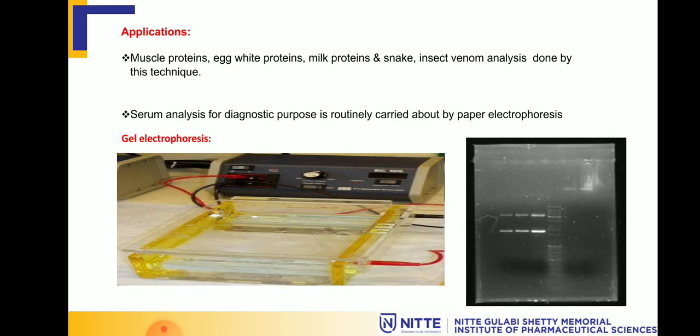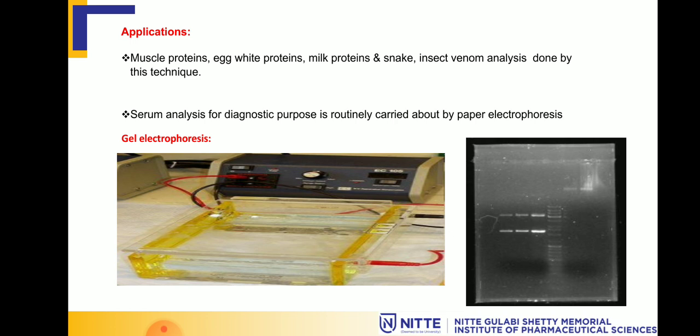Next, let us see what the applications are. It is generally used in the separation of muscle proteins, egg white proteins, milk protein, and snake and insect venom analysis, and the other purpose is that daily serum analysis can even be carried out by electrophoresis.